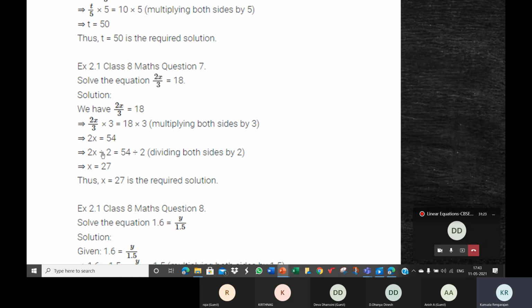2x divided by 2, children. Just do it in your mind. 2x by 2, 2 and 2 will get cancelled. 2 in the denominator and numerator, they get cancelled. 2x divided by 2 is x, equal to 54 divided by 2 is 27. So x is equal to 27.